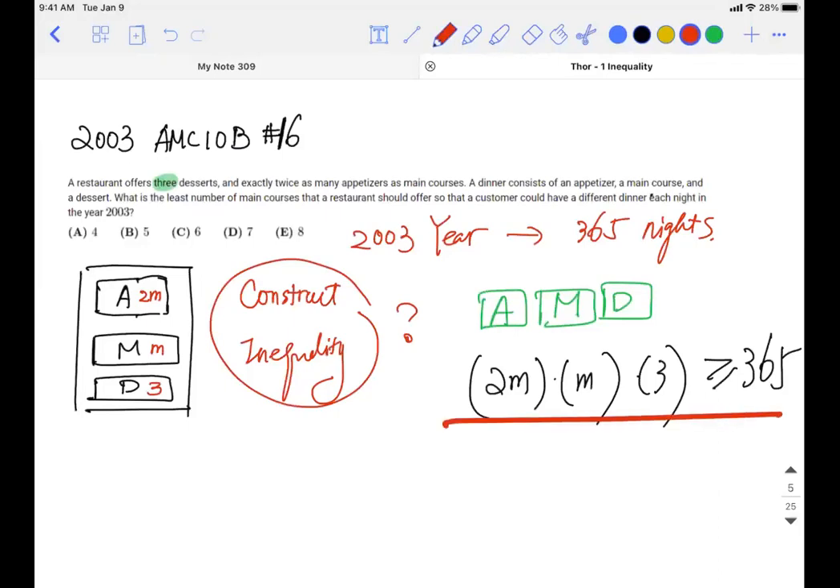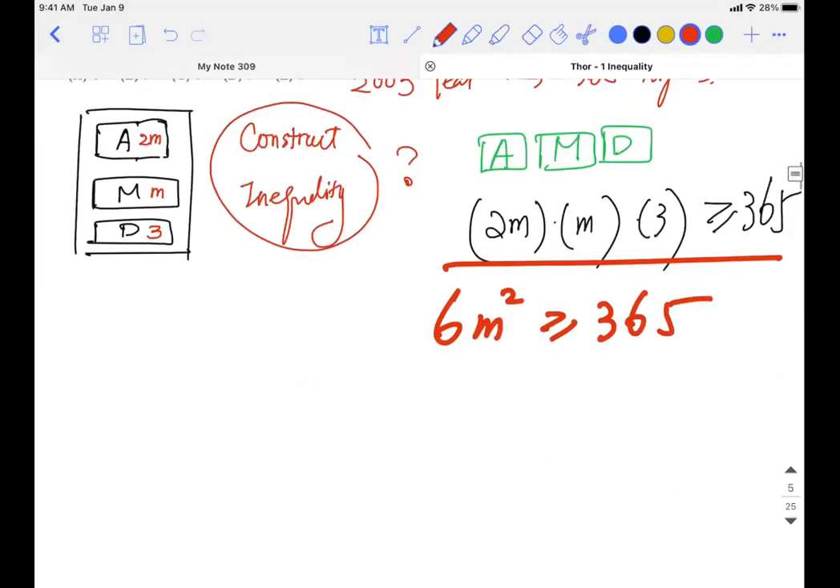Very easy, right? Nothing really flowery. It's very straightforward. So what you're going to do is just solve this inequality. This is nothing too complicated. It's going to be 6m squared greater than or equal to 365. Then m squared will be greater than or equal to 60.83 and so on.